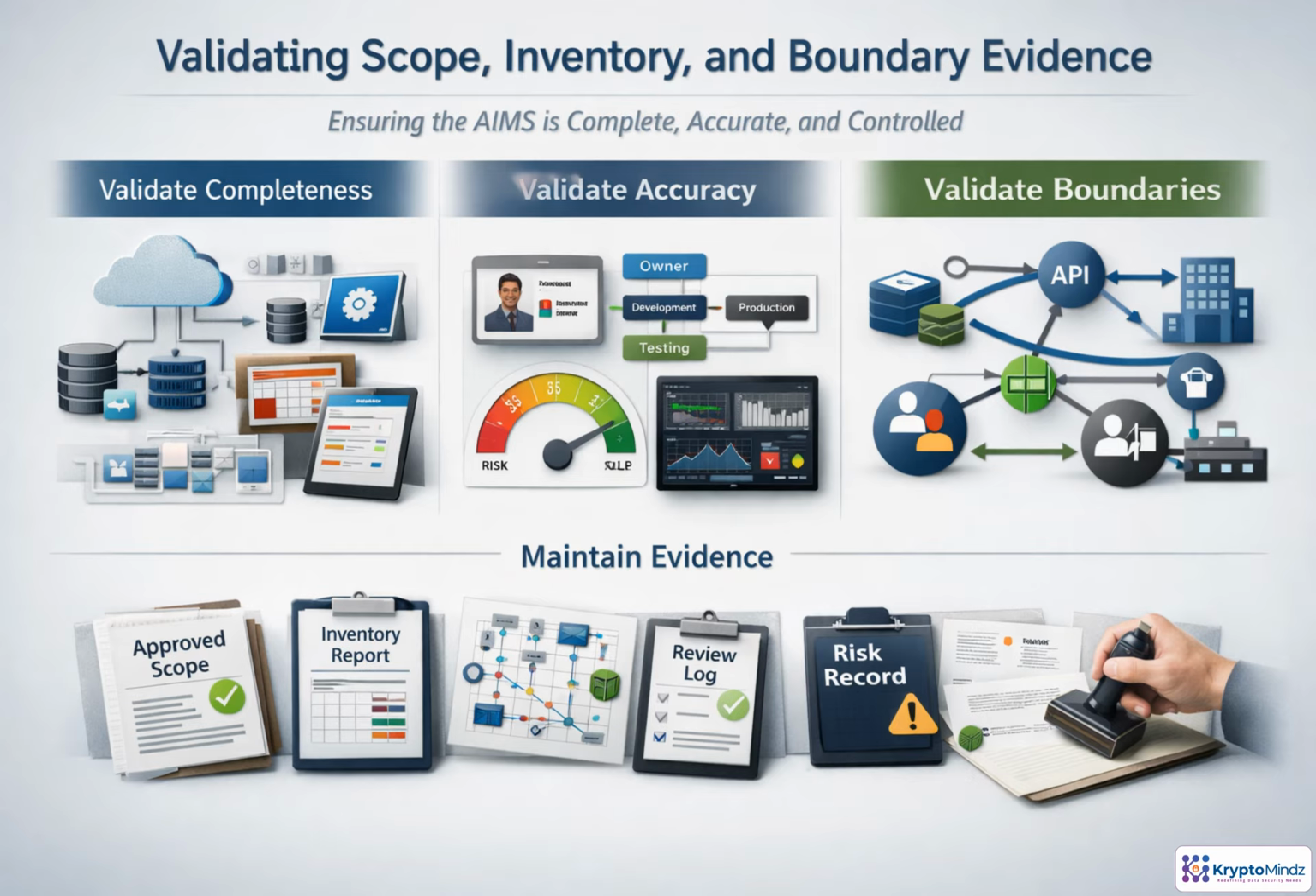Validation turns scope from an assumption into a controlled management system. First, prove completeness by reconciling the AI inventory with cloud assets, model registries, product and data catalogs, procurement records, and architecture repositories. Then prove accuracy. Owners, lifecycle stage, risk class, monitoring needs, and environments must be current. Finally, test boundaries by tracing data flows, APIs, suppliers, and human workflows. Keep durable evidence, including approved scope, inventory exports, diagrams, review logs, risk records, and management approvals.